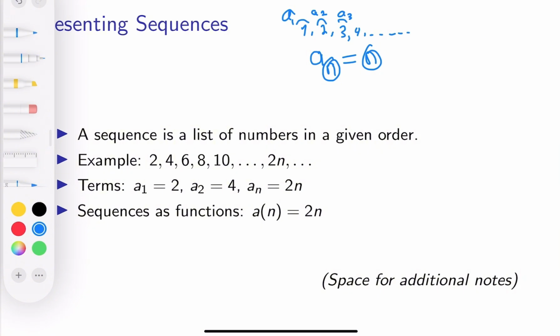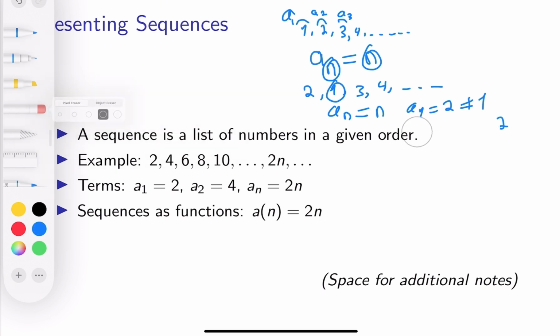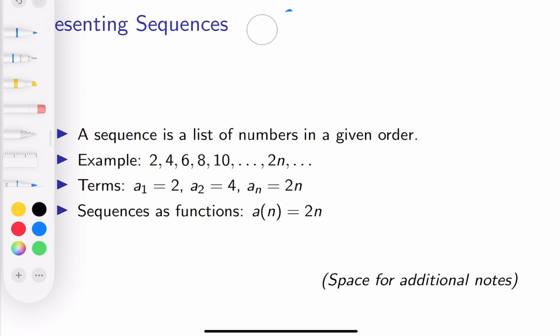So if you permute, for example, 2 and 1, and you leave the rest the same, this is no longer the sequence a_n equals n, because a1 is 2, and it's not equal to 1. a2 is 1. What is a2? It's the element at index 2. a2 is 1, which is not equal to 2. So the order in a sequence matters. This is the definition of a sequence.